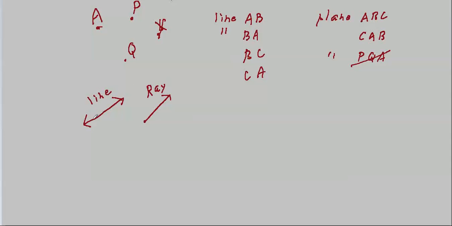How do we get a ray? Well, we just cut the line. Cut it right here. We throw out all this stuff here, everything over here, it's all gone. And what we got left is this. That's called a ray.